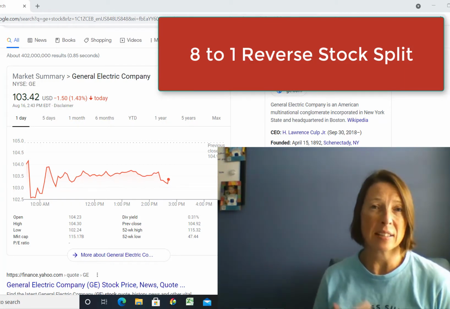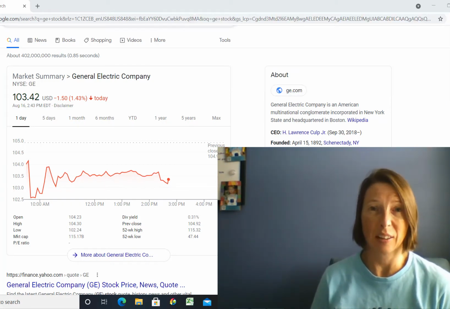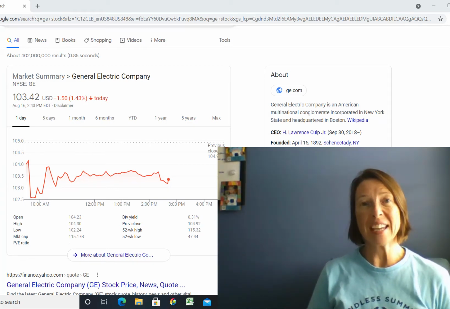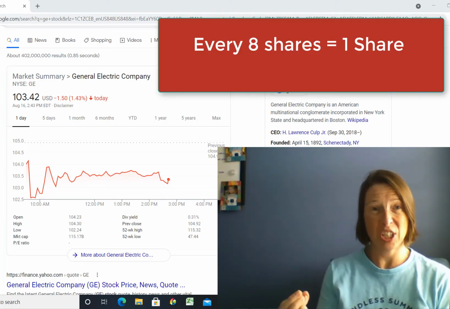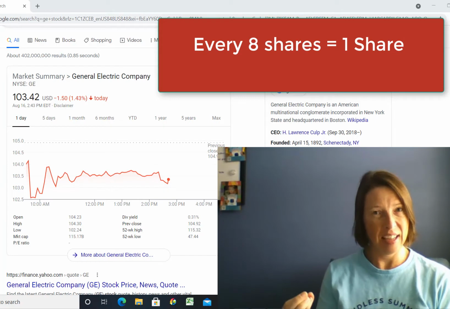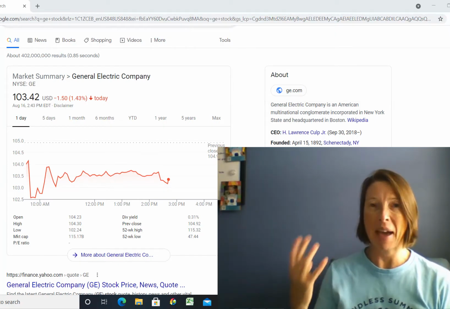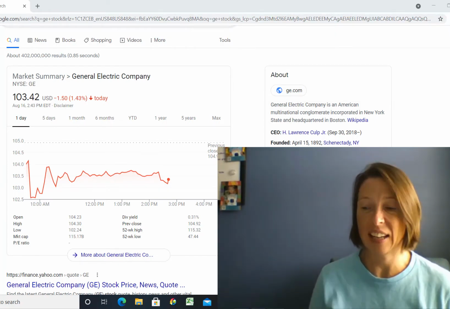And this is pretty rare. It doesn't really happen a lot. You don't see it a lot. So what does that mean? That means for every 8 shares of stock you have, you are now getting 1 share of stock. And that usually, from a math standpoint, doesn't sound like a good thing, right?